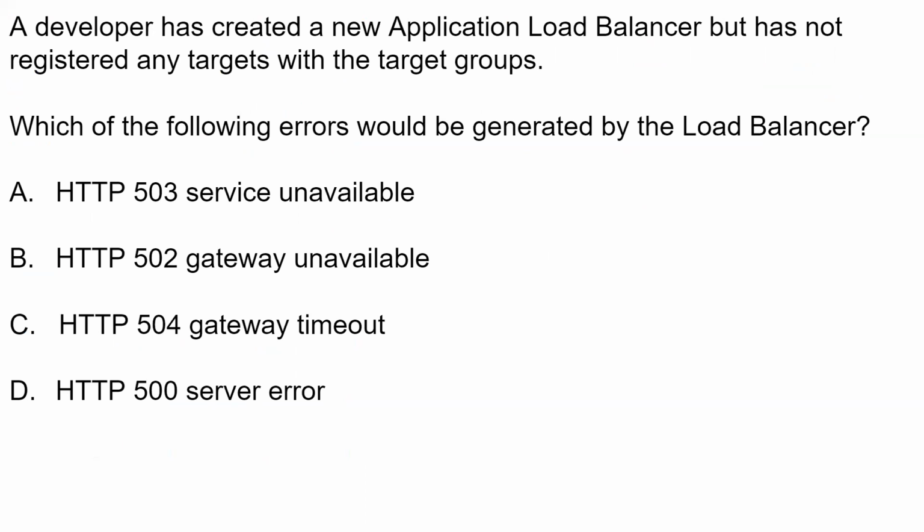Okay, one more. A developer has created a new application load balancer, but has not registered any targets with the target groups. Which of the following errors would be generated by the load balancer? A, HTTP 503 service unavailable, B, HTTP 502 gateway unavailable, C, 504 gateway timeout, D, 500 server error.